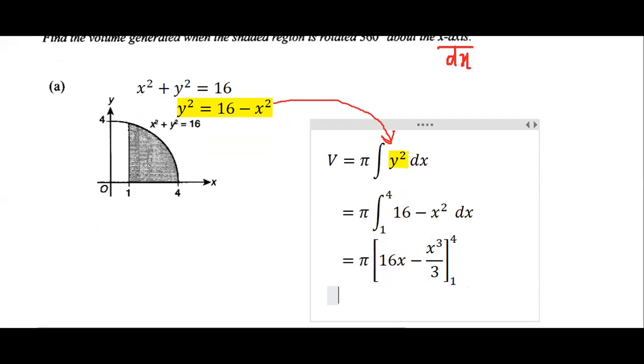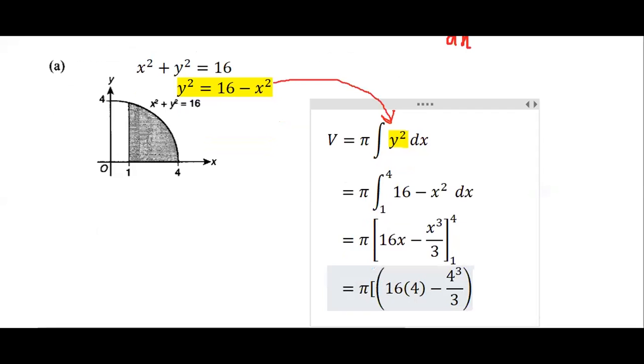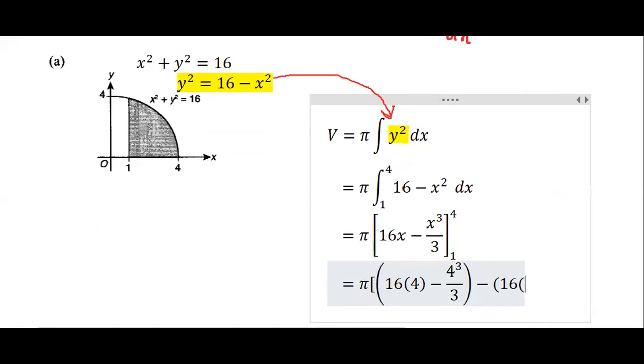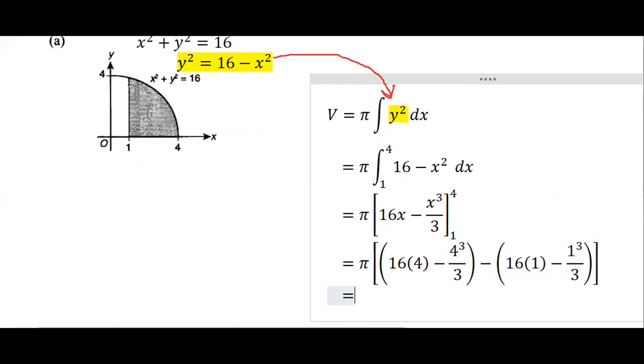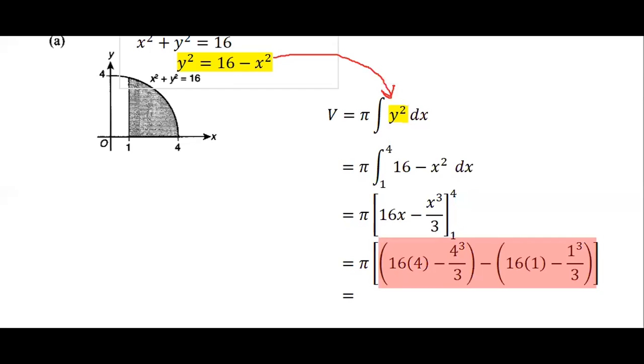So siapa yang masuk dulu? 4 masuk ke 1 masuk? 4 dulu. Okay, we will put in the 4 first. 16 times 4 minus 4 cube over 3 minus 16 times 1, masukkan yang 1, minus 1 cube per 3. Okay, cuba kamu kirakan bagi cikgu. Apa yang kamu dapat dalam sini? Tekan saja calculator. Just press your calculator.